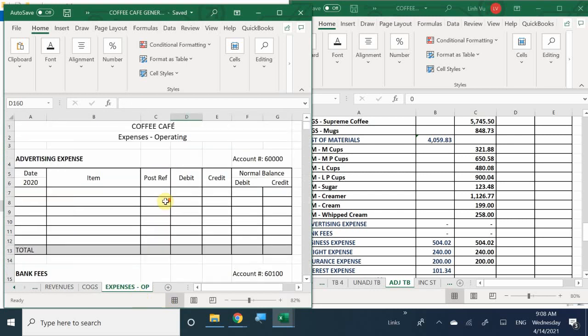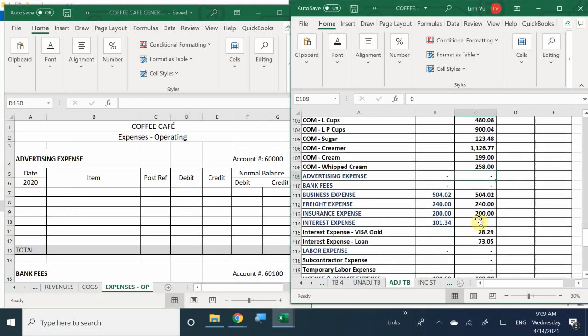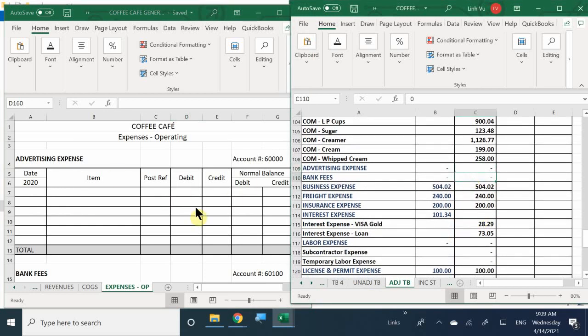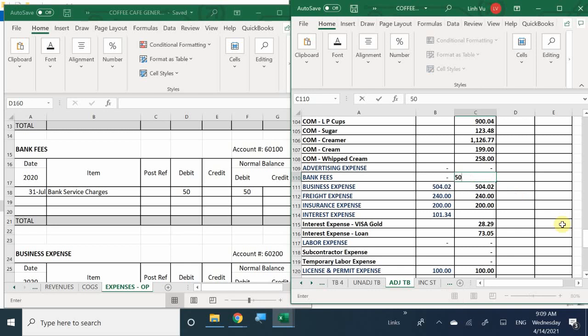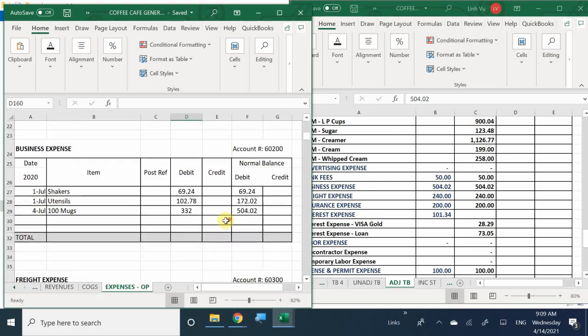So I have a few changes here. All right, let's start with the top one. Any advertising expense? Not this month, right? We didn't incur any. Okay. What about my bank fees? Yes. Right, $50. Okay. What about my business expenses? Right, that should stay the same.